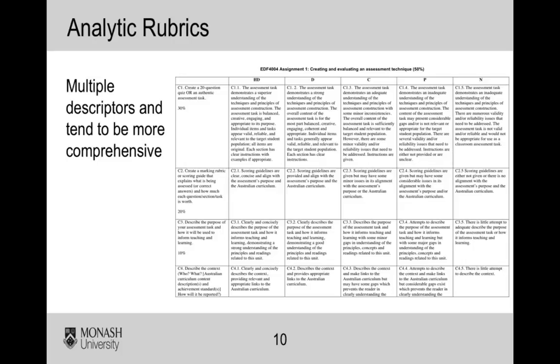So analytic rubrics have multiple descriptors. There are multiple things that we're looking at, and they tend to be more comprehensive. You will see that there is a second page; this is just the first page of the rubric. There is a C5 and a C6 that look at literacy and language. You'll also see that these sections are weighted, which is important for you as you prepare for your assignment. If you see the creation of the quiz or the task is 30%, and the scoring guide or marking rubric is 20%, that means 50% of your mark is actually the discussion.